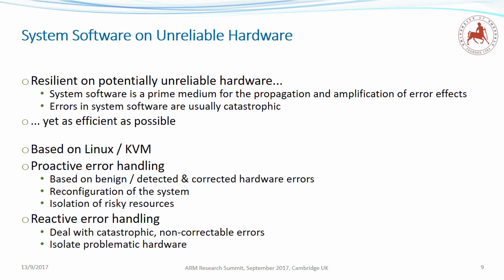For two reasons. First of all, any error in system software, any error in the operating system, has a high probability to prove catastrophic for the system, to result in a crash. The second reason is that, given that operating system code runs at full privileges, the operating system is a medium for the propagation and the amplification of the results of errors. So we want to make the system software resilient, and we want it at the same time to be as efficient as possible.